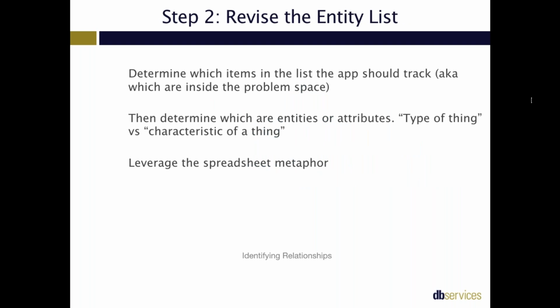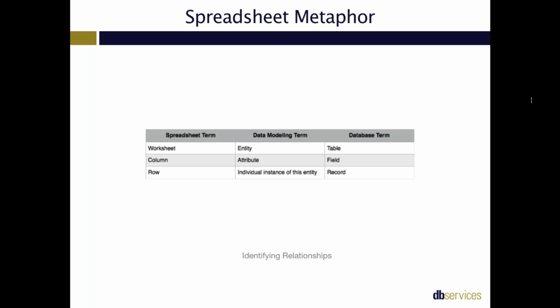Okay, so once you've got your items that you want to track, and then you've determined which ones are entities, which are attributes, that's step 1 and 2. And one thing that you can do too that I found useful when I first started doing database development a decade ago is leverage the spreadsheet metaphor. So when I was first doing FileMaker development, I was very familiar with Excel, right? I grew up learning Excel in school, using Excel in school. So I kept going back to that.